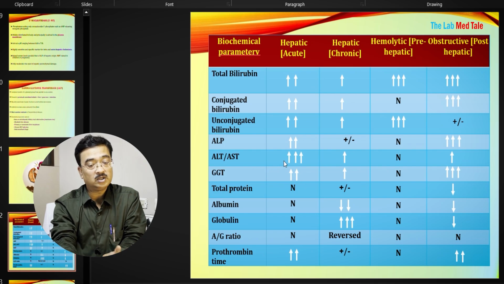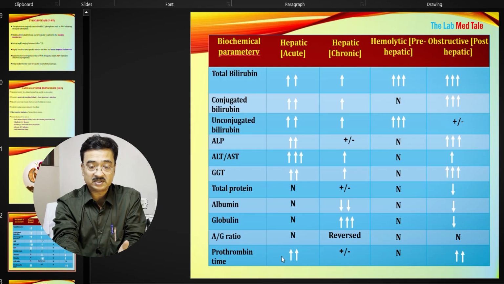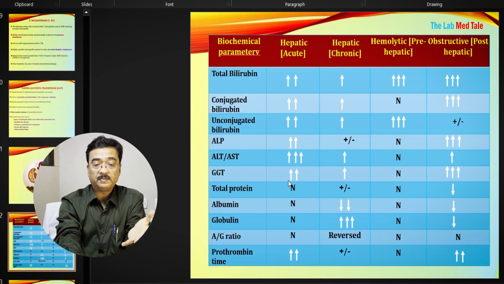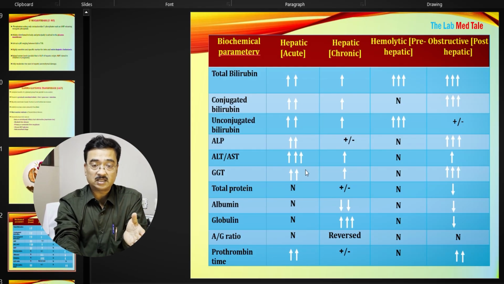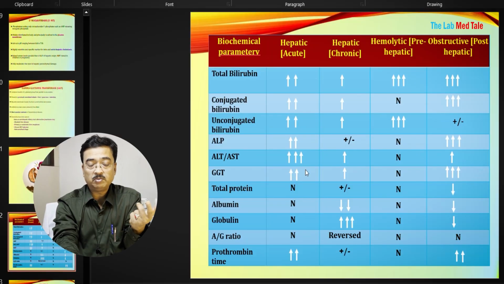GGT will also be raised in the initial phases, but there will be no difference noted in albumin, globulin, or total A/G ratio. For some time, you may or may not find an increase. Because there is hepatitis, the liver is not very healthy, so you may get a raised prothrombin time, because the clotting factors are not produced.